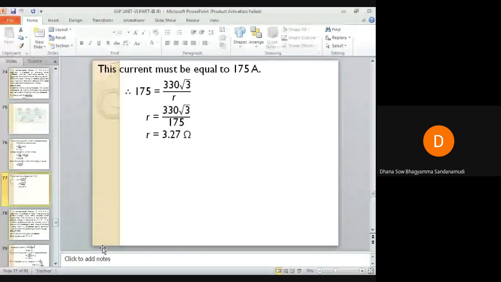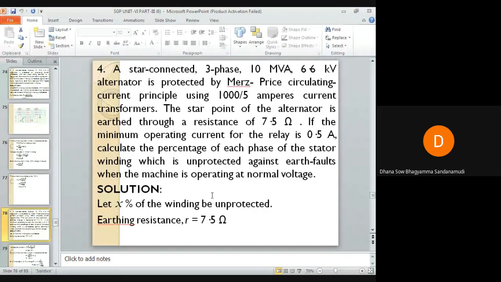Okay. Let us solve one more problem. A star connected three-phase 10 megavolt ampere 6.6 kilovolt alternator is protected by Merz-Price circulating current protection principle using 1000 by 5 amperes current transformers. The star point of the alternator is earthed through a resistance of 7.5 ohms.